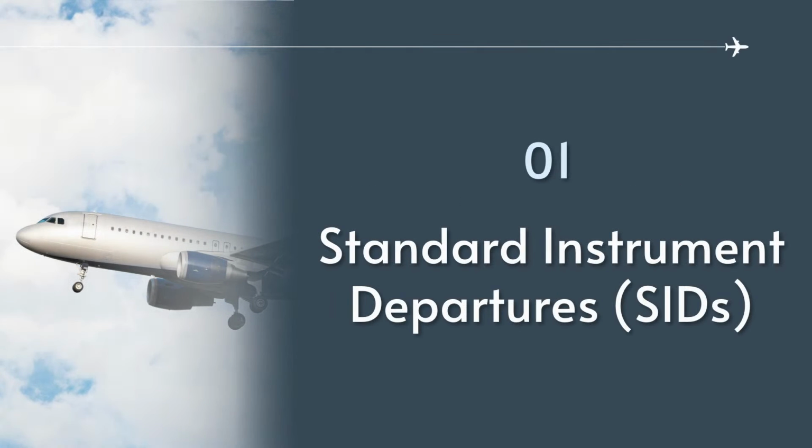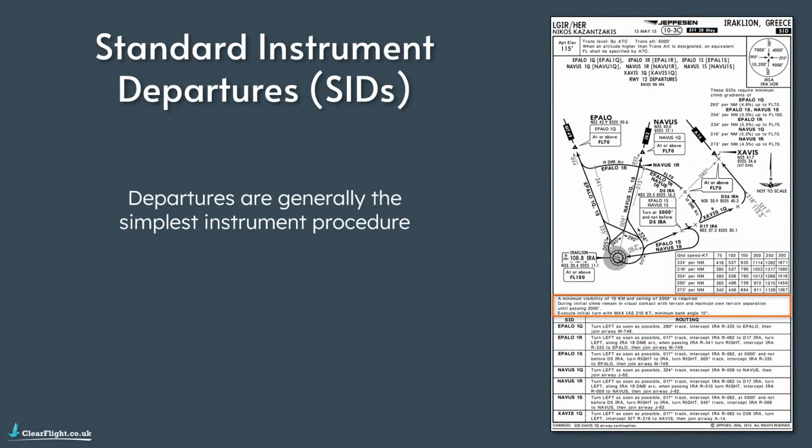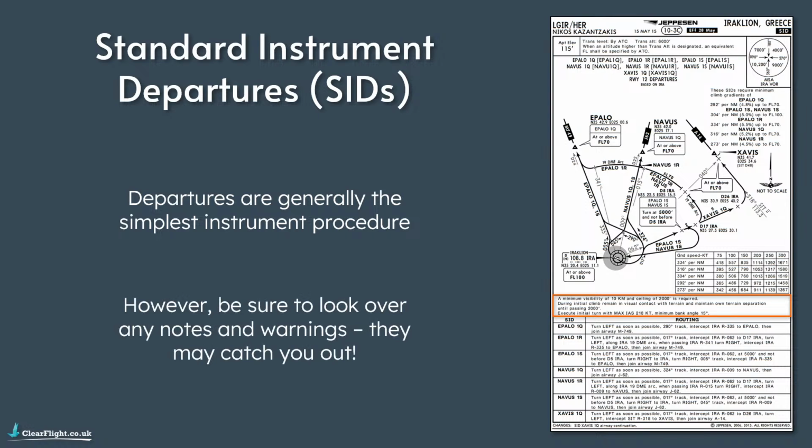So starting with standard instrument departures then. Generally speaking, standard instrument departures are a procedure that you can find. We've got an example here on the right, standard instrument departures out of Heraklion in Greece. There's a handful of them there, but they all pretty much boil down to taking off and making a turn to intercept a radial away from that VOR, the India Romeo Alpha VOR that's on the airport, and then intercepting and tracking a radial. Although they're simple, we do need to be sure to look over any notes and warnings that are on the plate, because there's often ones that will catch you out.